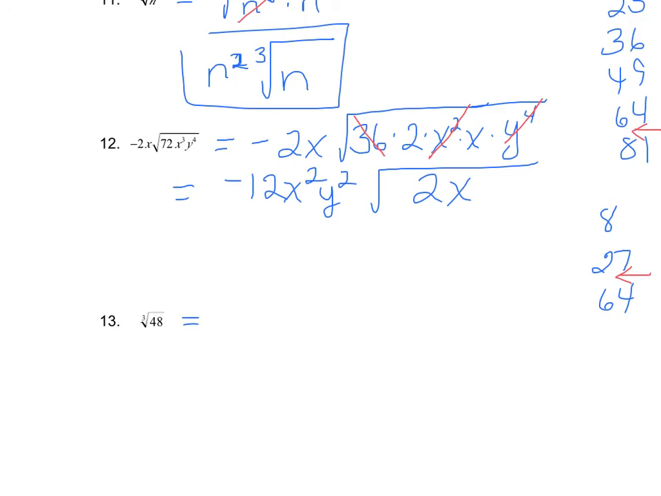So I'm going to rewrite it as the cube root of 8 times 6. The cube root of 8 is 2. He comes outside. He's got nobody to meet, so he just comes out by himself. I can't take the cube root of 6 evenly, so he stays inside. So my answer is 2 cube root of 6.